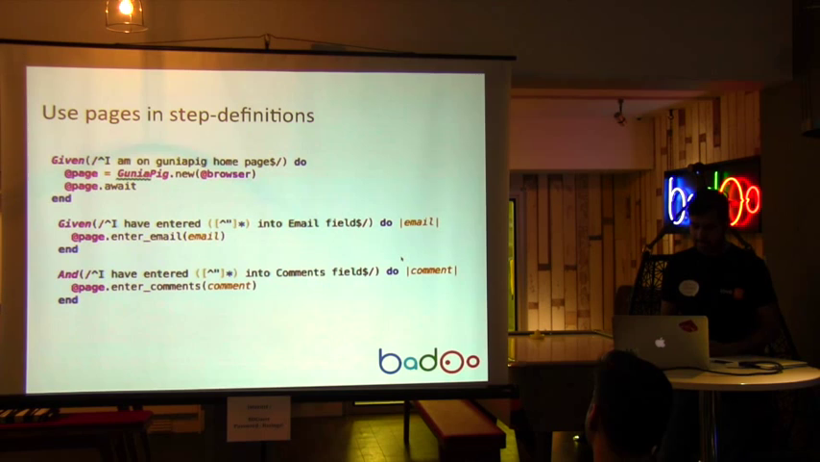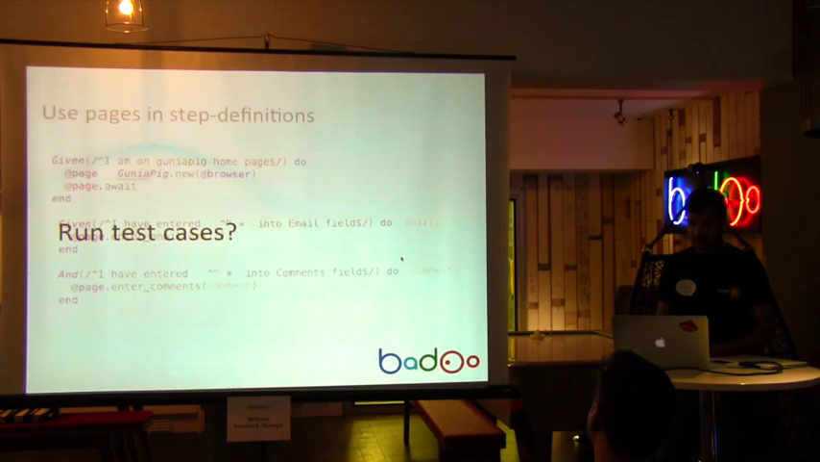In Ruby we have several gems which are implemented using the page object model. You can still use those gems with your classes. Once you implement the step definitions, the next thing is running the test cases.